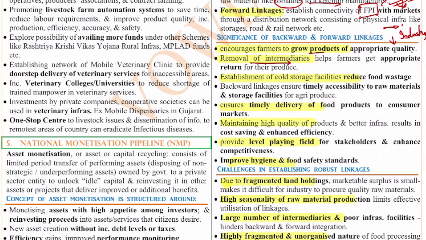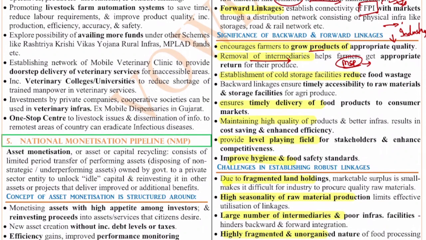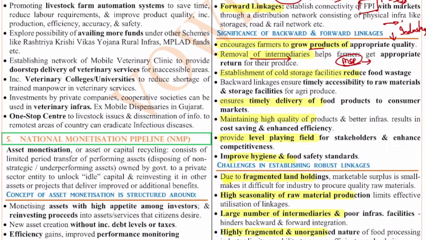This is a great thing, because currently one of the major issues in MSP and everything is that there are a lot of intermediaries between the farmer and the people, and these intermediaries are getting the maximum benefit. Neither the farmer is getting it nor the consumer. Next is the establishment of cold storage facilities, because with the development of an industry, the infrastructure around that industry will increase. So here also this will happen.